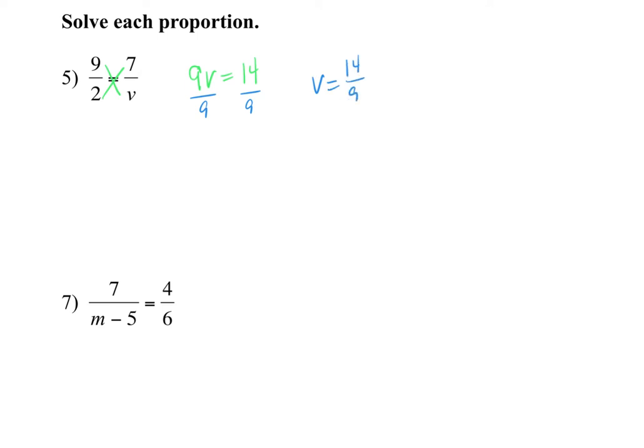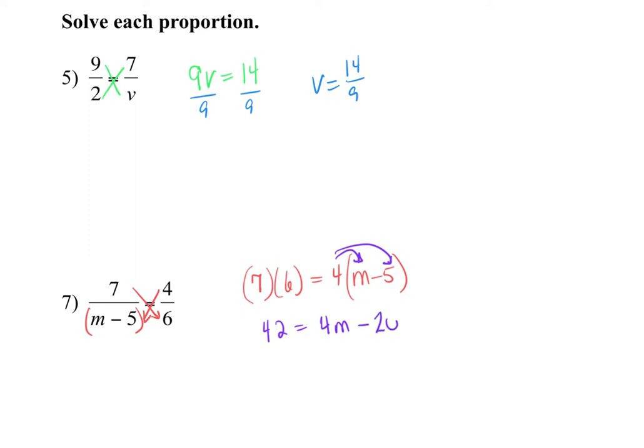That's your answer. If it is something like number 7, you need to remember that this is grouped. So once again, you can say 7 times 6 equals 4 times that group. And so you do want to group it. And then you're just going to solve. 7 times 6 equals the distribution here. So we're going to say 4 times M minus 4 times 5.